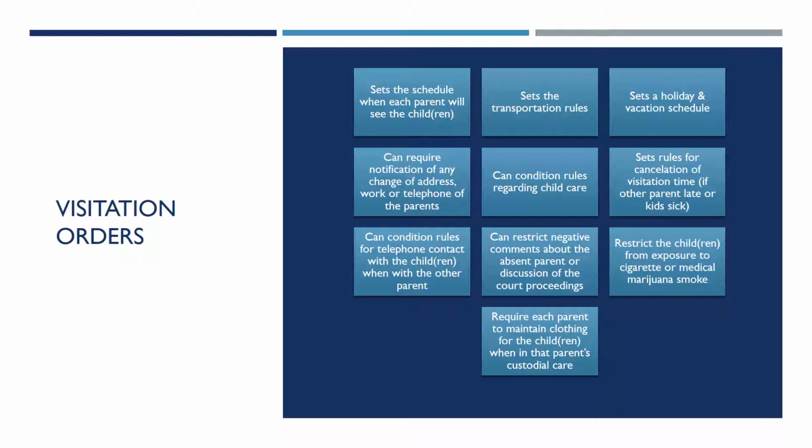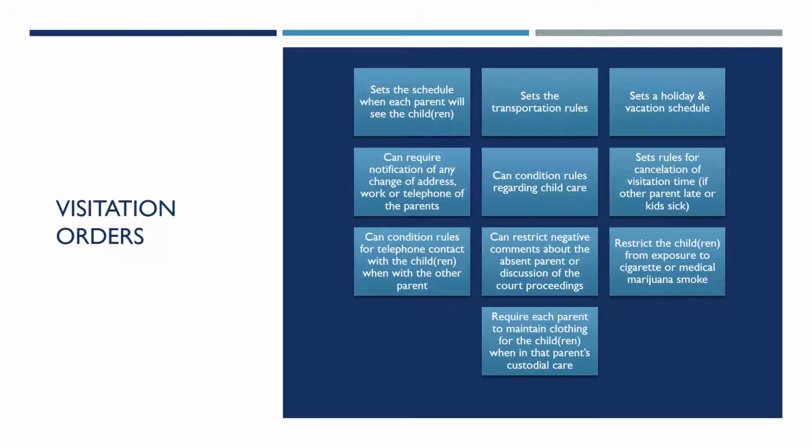Visitation orders can also require notification to the other parent of any change of address, work, school, or phone number, because it's important that you know where your children are even when they're not in your custodial care and how to get a hold of the other parent. Visitation orders can condition rules regarding childcare, making sure that the children are not left with underage supervision and that the other parent knows the name and location of the daycare provider.